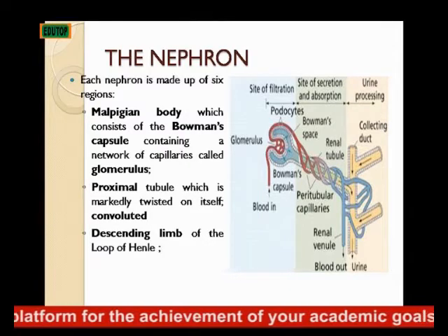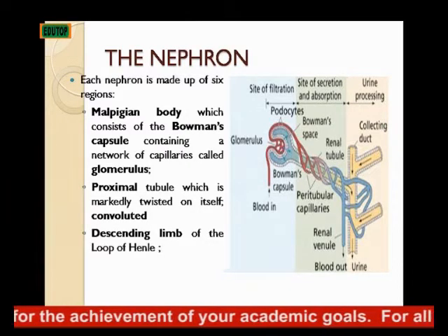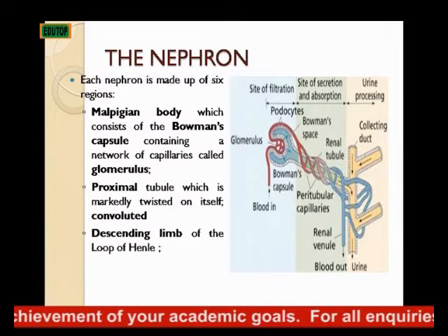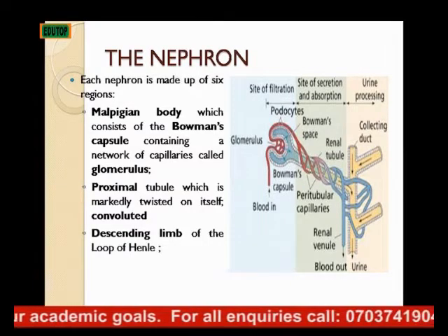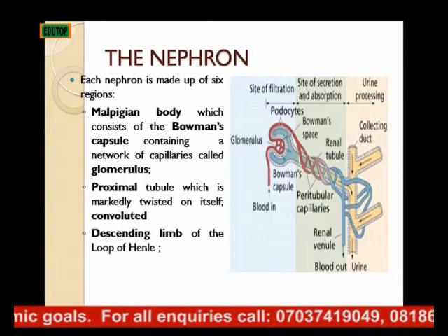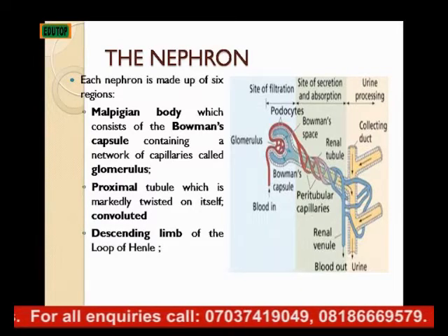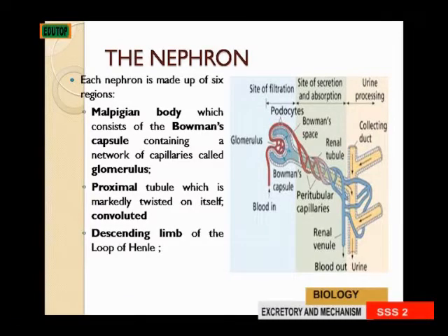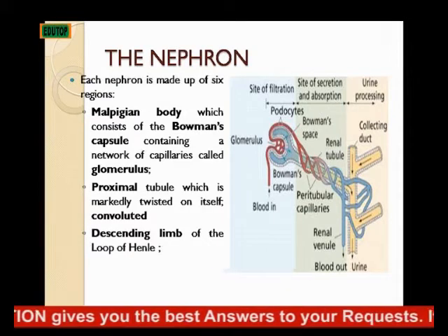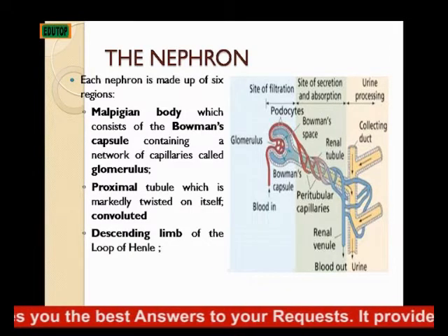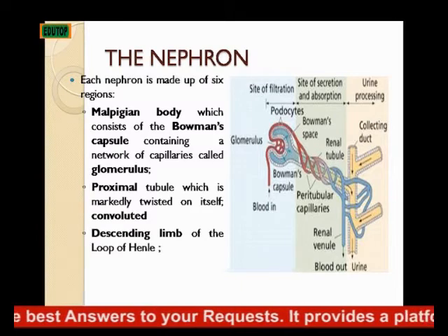Look at it. This is the Malpighian body. It consists of the Bowman's capsule. Inside the Bowman's capsule is the network of capillaries called the glomerulus. Sometimes in some diagrams it looks like thread or like sponge.